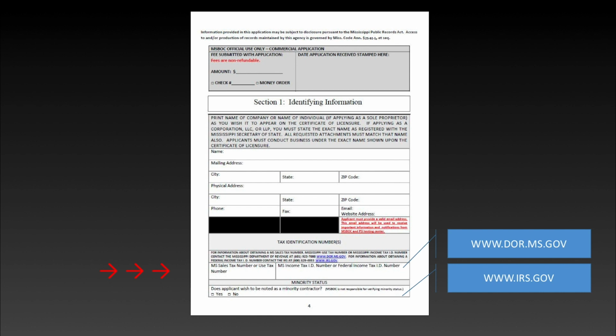For more information about obtaining a federal income tax ID number, contact the IRS. Finally, if you are a minority contractor and would like to be noted as a minority contractor in the MSBOC database, please check the appropriate box.